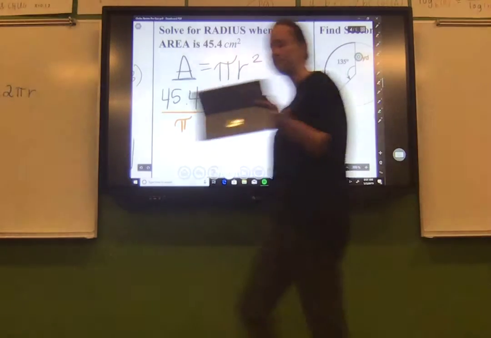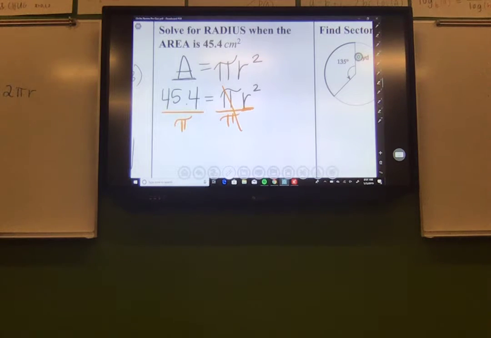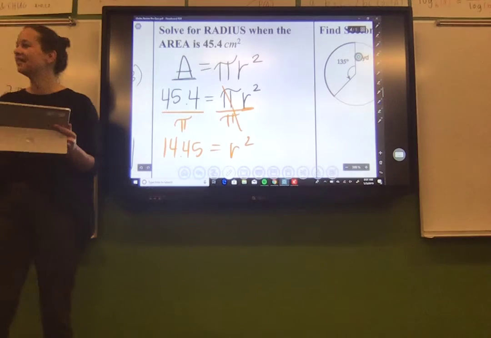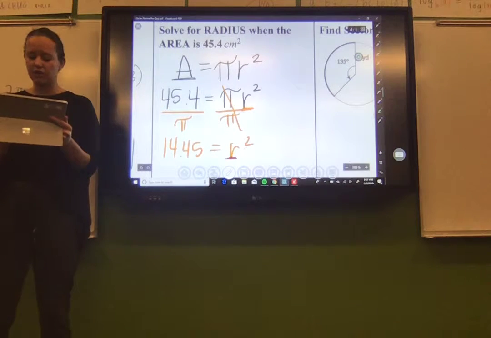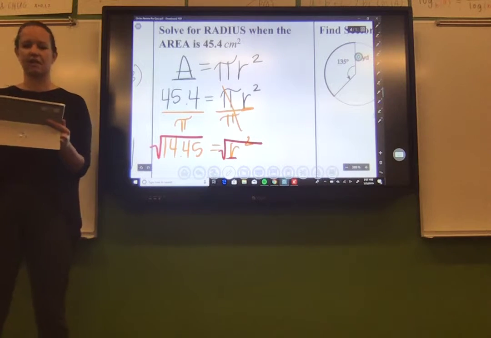So grab your calculator. Do 45.4 divided by pi. Did you guys get 14.45? Okay, 14.4. Good. All right, we're not finished yet. Square root. Yeah, we wanted the r alone. So the only way to get rid of the squared is to square root it. So you're going to square root both sides to get the final answer.